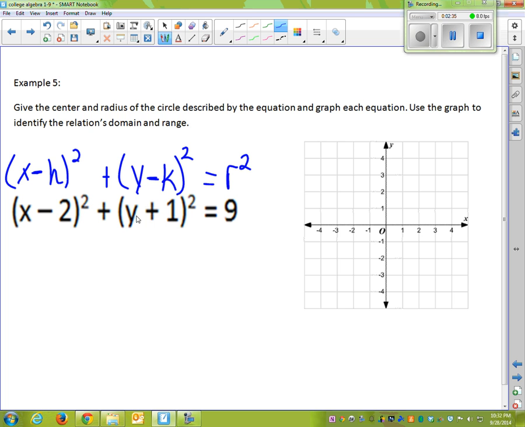So I need to change the problem they gave me so that I have a minus sign inside the parentheses. The x minus 2 is fine, but the y plus 1, I need to change it so that it becomes y minus negative 1. And that way it matches the standard form of my circle. Also, it's r squared, not just the 9, but I need to know the radius squared. 3 squared is 9.